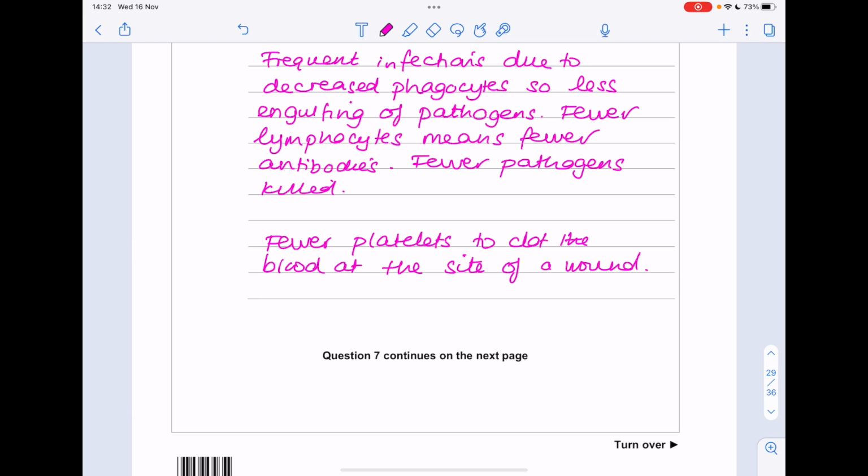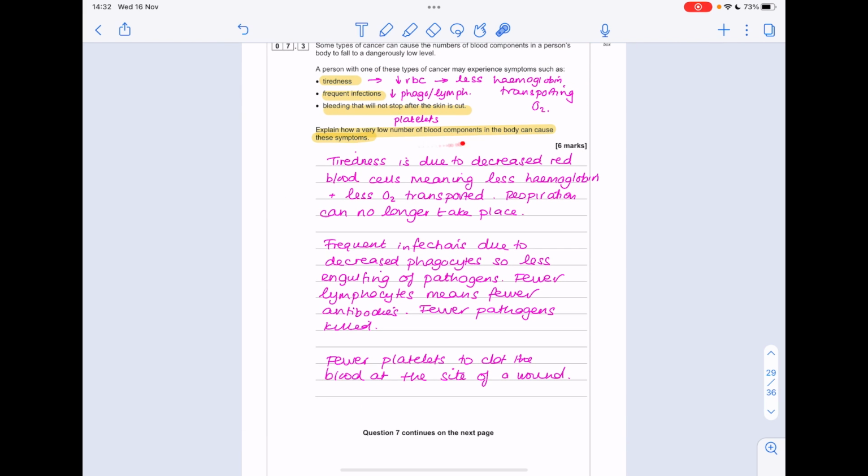So just making sure you're happy with this question. We know that we're talking about blood components. What are these blood components that we've picked out? Red blood cells, and then talked about their role. Phagocytes and lymphocytes, which remember are white blood cells found within the blood, and why reduction in their numbers increases infections. And then lastly, platelets, which are small fragments of cells found in the blood, which are responsible for blood clotting. Let's highlight the marking points.